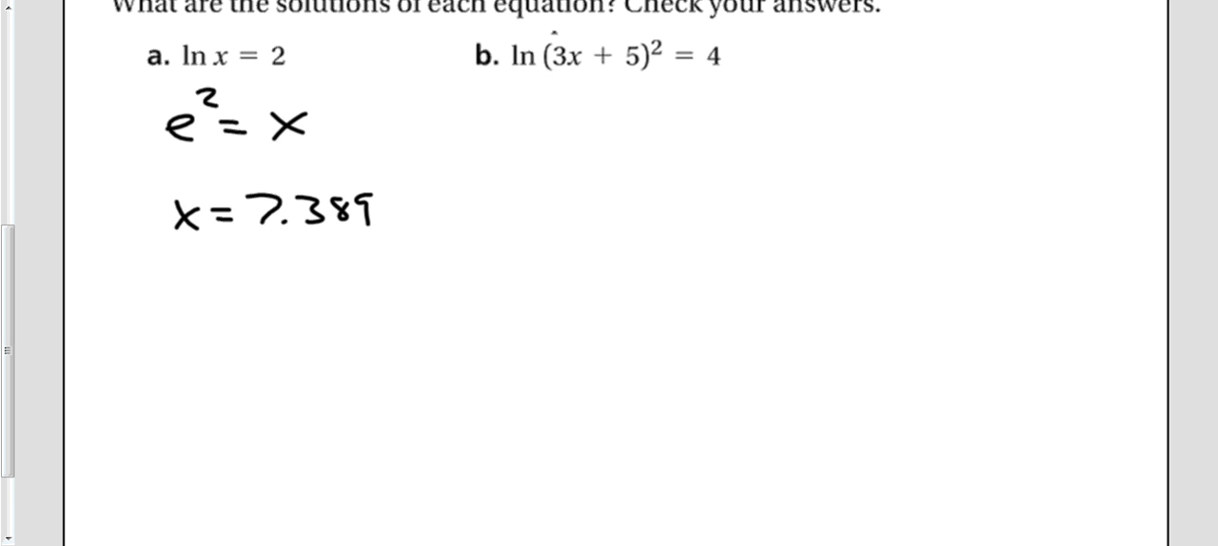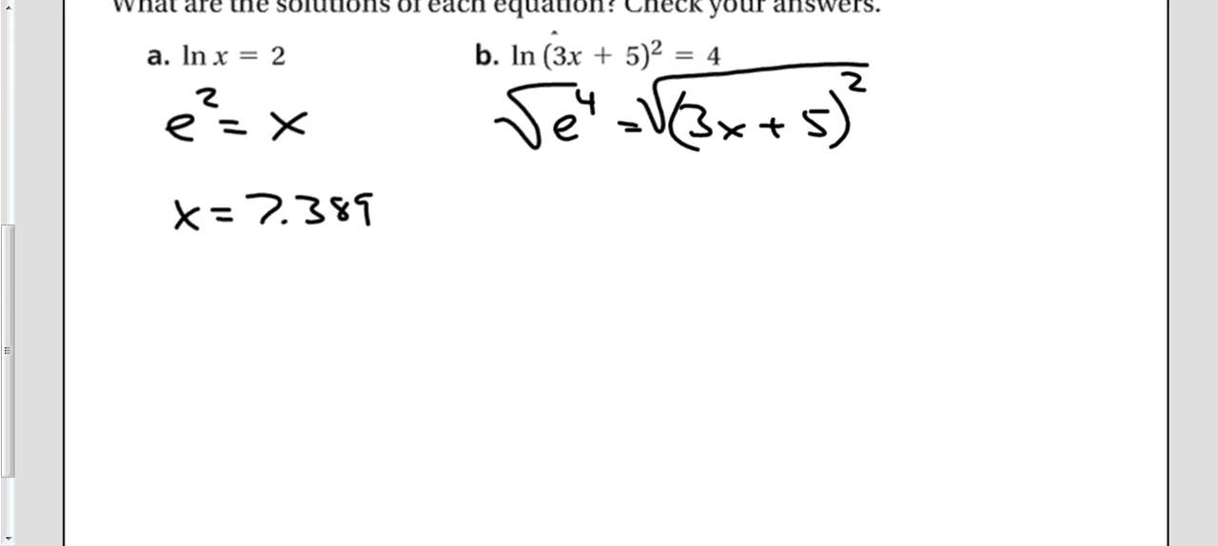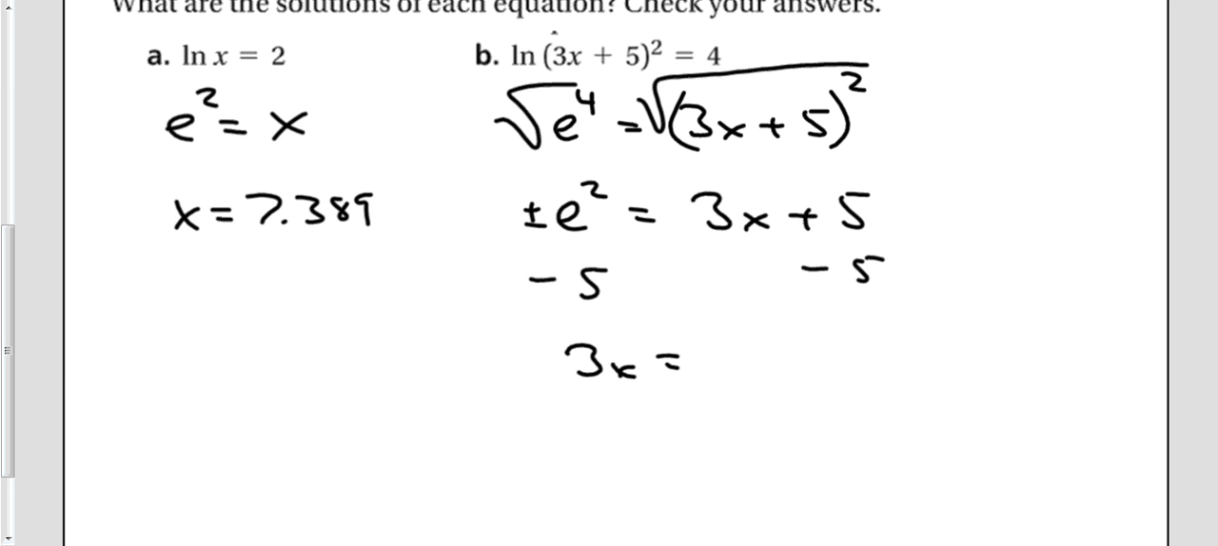For this problem, we set it up with e to the fourth equals (3x plus 5) squared. And again, because e is just a number, we can now take the square root of both sides, which gives me plus or minus e squared is equal to 3x plus 5. Right? So now from here, we are going to have to subtract 5 from both sides. And we're going to get two different equations now. So it's going to be 3x is equal to e squared minus 5.